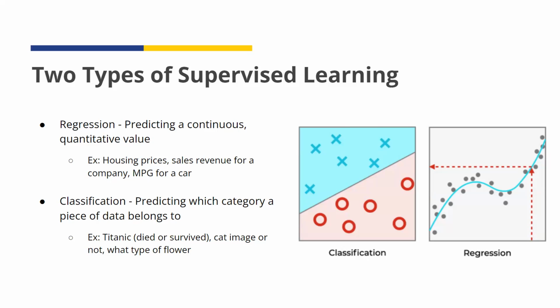That's one thing. Anything that has to do with revenue or money, stuff like that. Miles per gallon for a car. These are all different things that could be a regression problem.